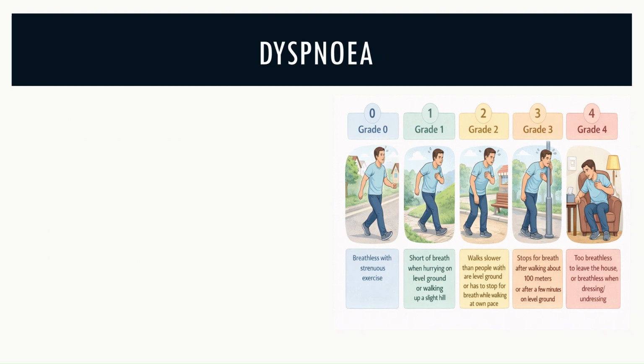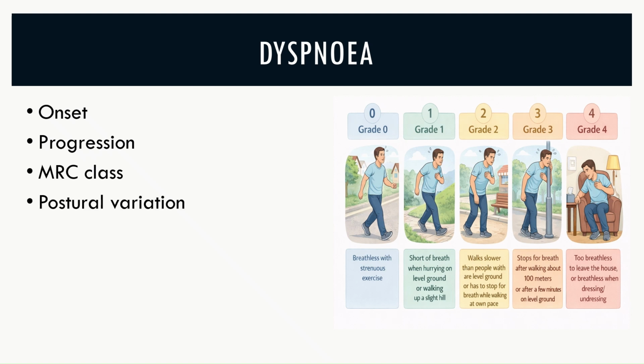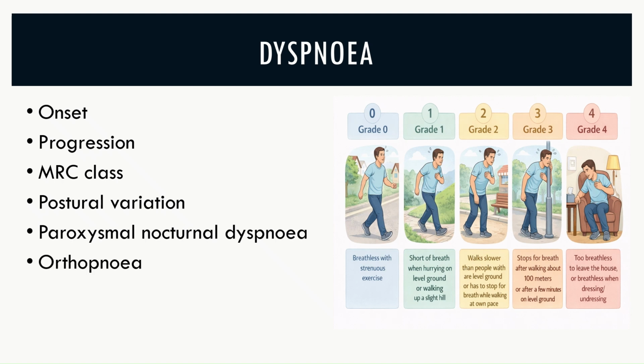History of dyspnea includes onset, progression, MRC dyspnea class, postural variation, paroxysmal nocturnal dyspnea, orthopnea and trepopnea, and dyspnea severity can be graded using the MRC scale, which helps to assess functional limitation.